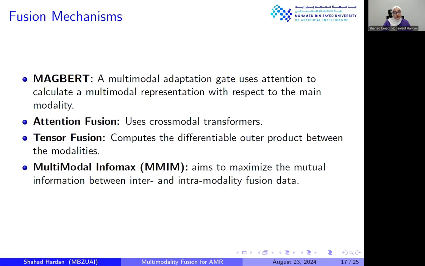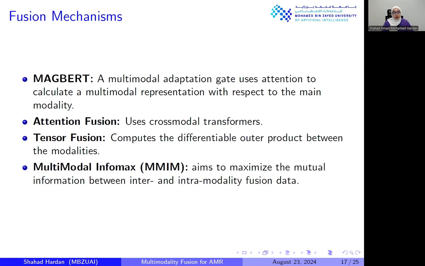First is the MAG-BERT. Briefly, what the MAG-BERT does is that it takes a main modality. Let's say this main modality is text, maybe. It calculates a multimodal representation with respect to this main modality, and then it uses a multimodal adaptation gate to calculate this representation.